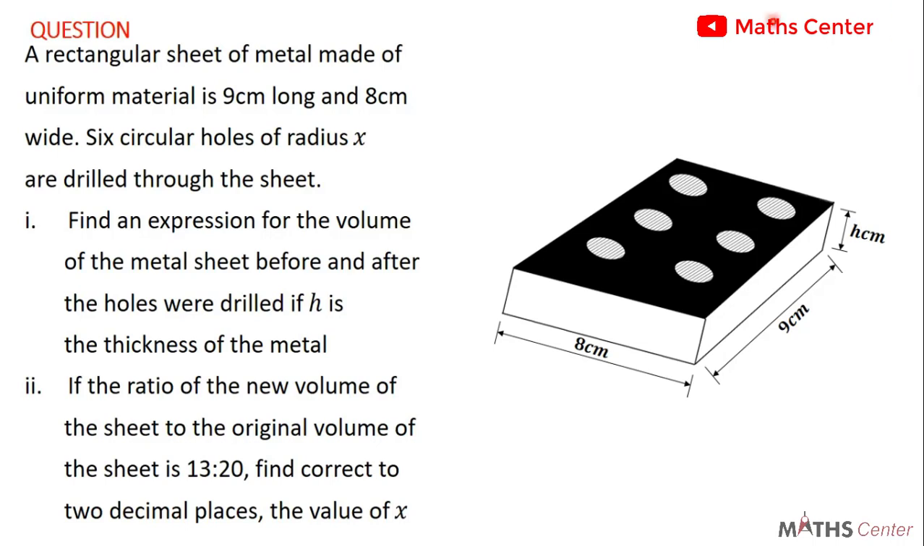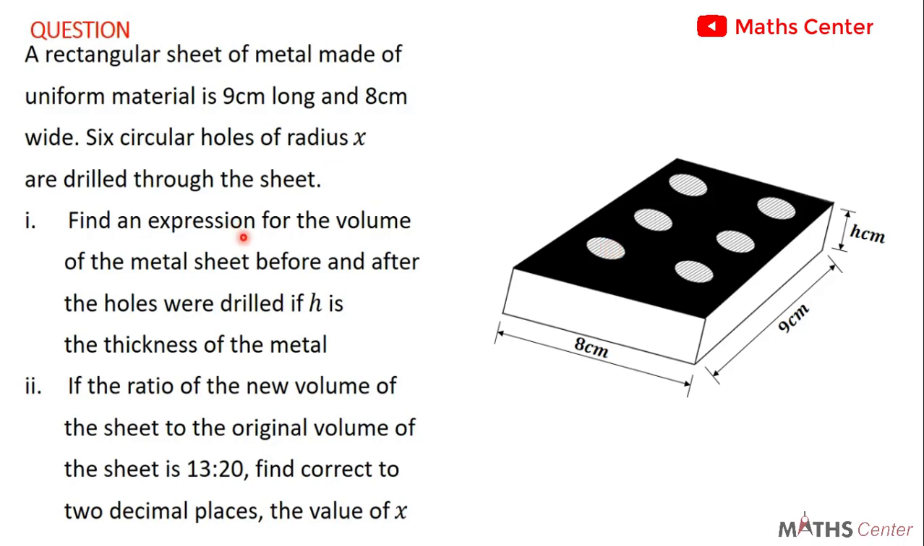So you have been given this metal sheet in the shape of a cuboid or a box, and the dimensions are 8 centimeters by 9 centimeters by h centimeters. The question says that 6 circular holes are drilled through this metal sheet, and each of these holes has a radius of x.